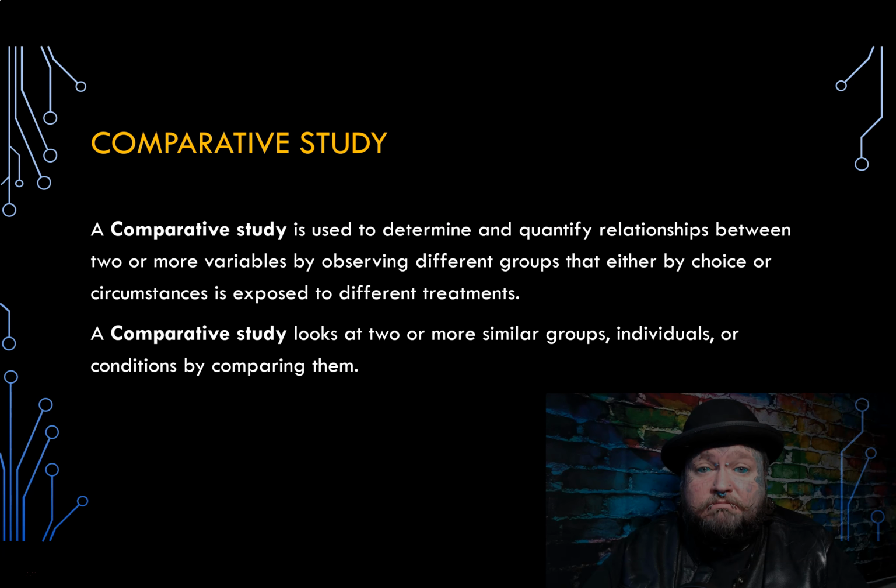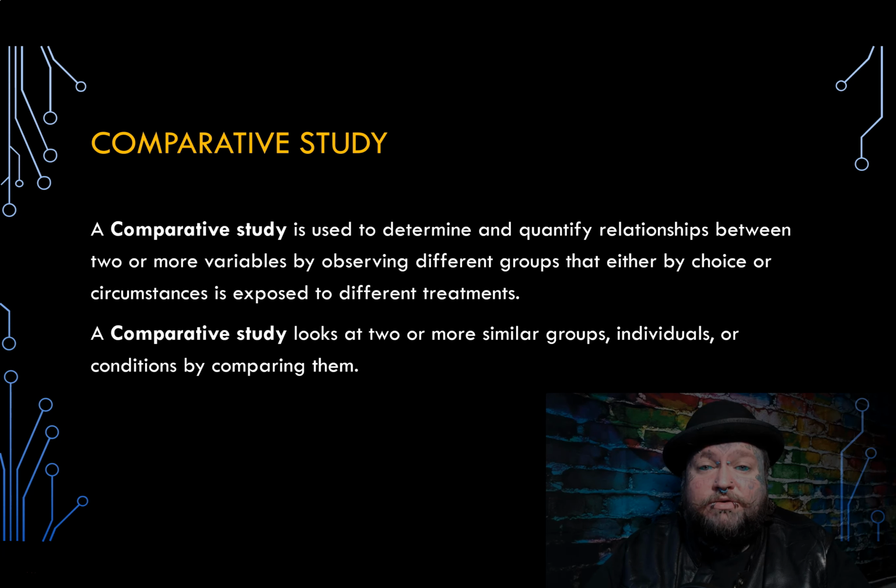So let's take that first word, comparative study, and do a quick search and see what pops up. And here's one definition. A comparative study is used to determine and quantify relationships between two or more variables by observing different groups that, either by choice or circumstance, are exposed to different treatments. So a comparative study looks at two or more similar groups, individuals, or conditions by comparing them. Okay, so this is just groups, comparing where they do have something or they don't. Like say you took the pill or you didn't take the pill, medical related, and seeing what's happening. And you're like, okay, this kind of sounds like what we're looking for.